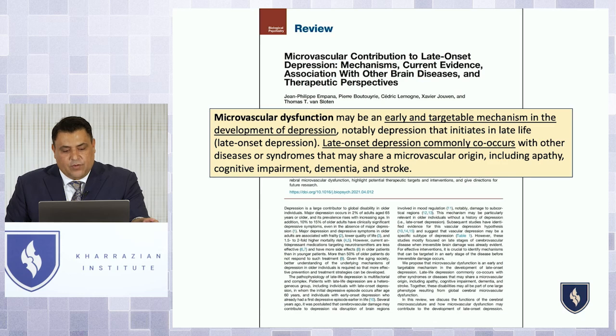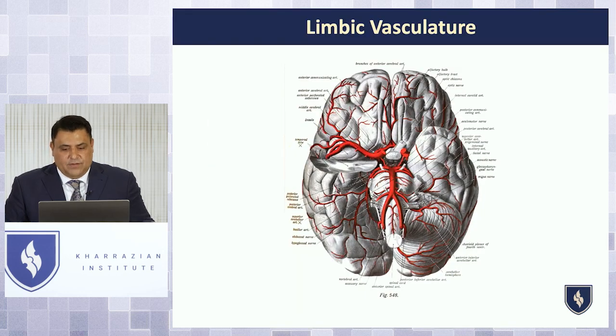Late onset depression commonly co-occurs with other diseases or syndromes that may share microvascular origin, including apathy, cognitive impairments, dementia, and stroke. So easy to find, simple MRI. You see all these different indications of microvascular disease when it occurs. I'll show you some imaging studies later.